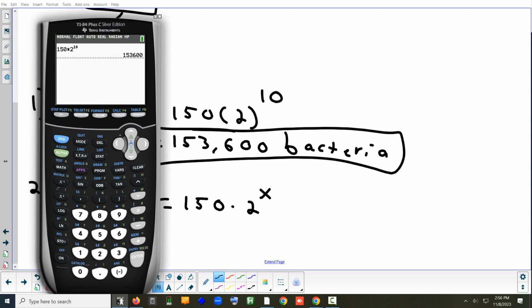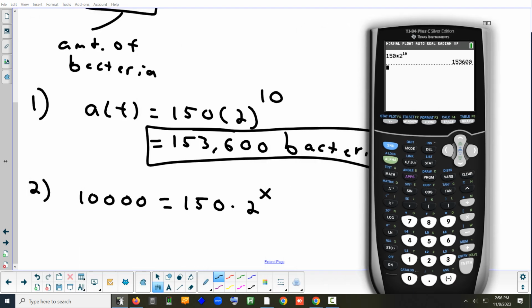So what would I type in? Jose, what would I put in y1? 10,000. Yep, 10,000. And what could I put in y2? Yeah, 150 times 2 to the x. Okay. Now, the minimum amount of bacteria that we're going to have in this problem is 150. Can't go any lower than that.